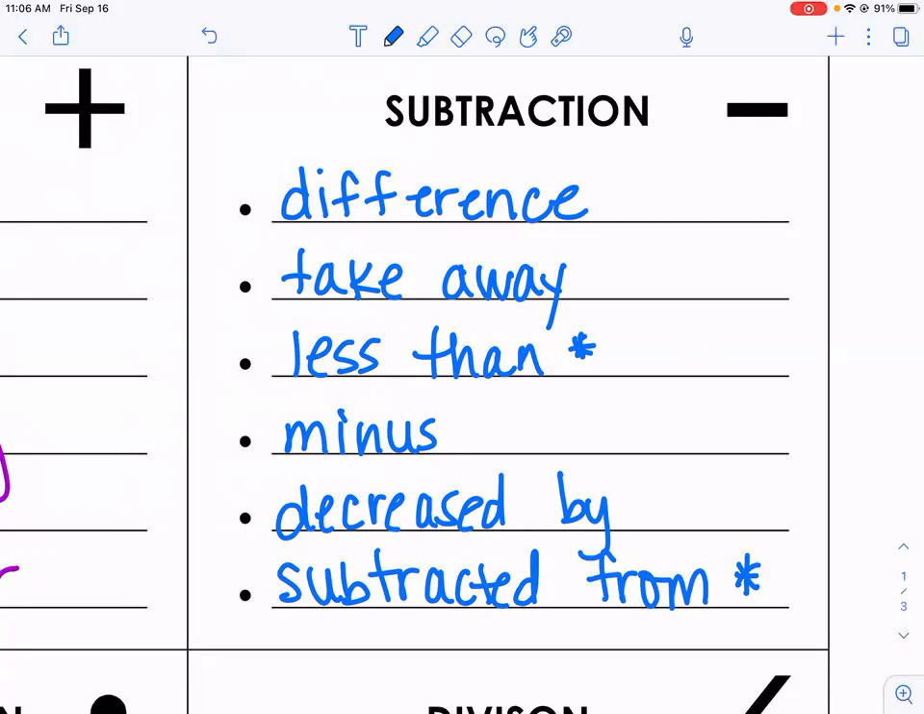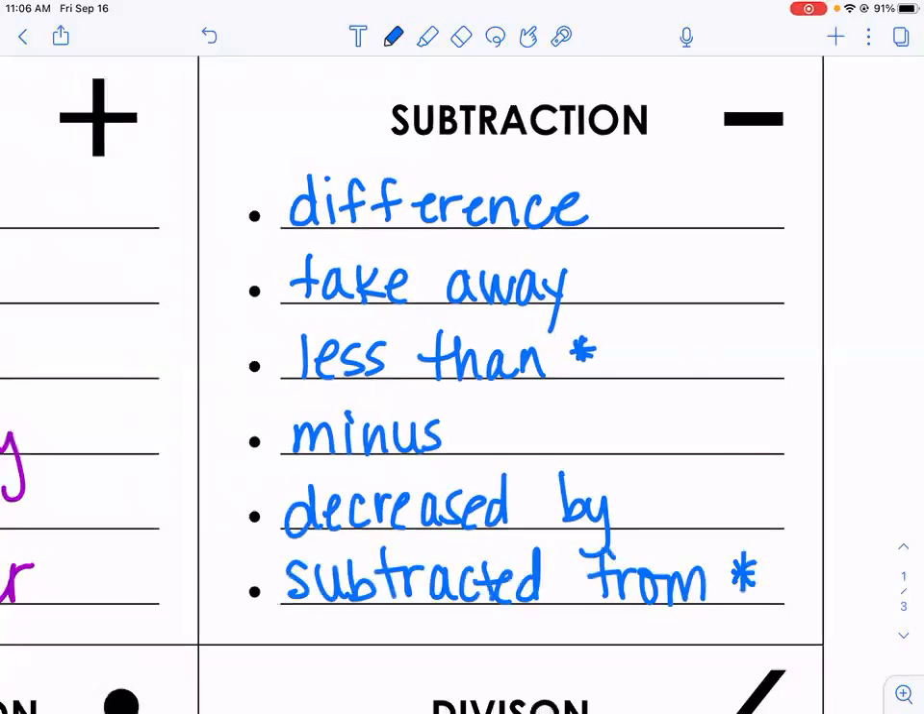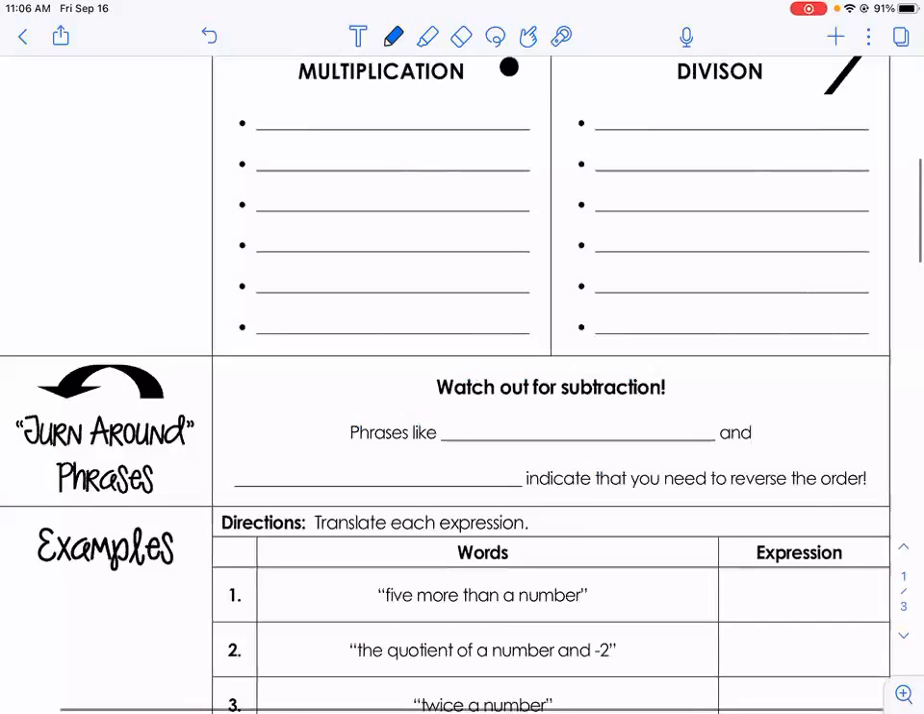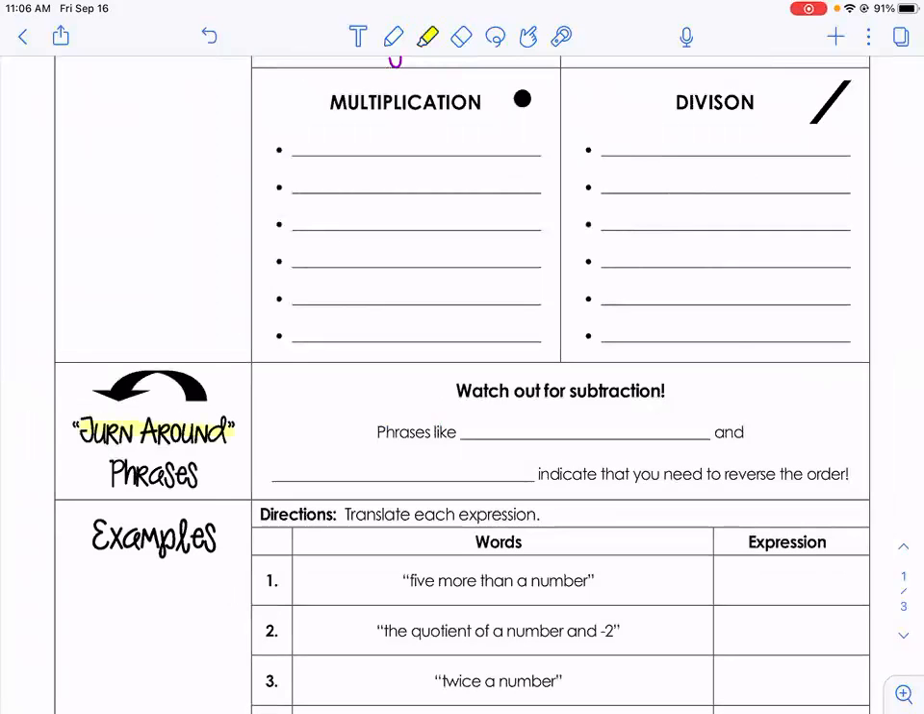Now, why did I have you put a little star by it? I want you to go down here where it says turnaround phrases. We're going to write in that phrases like less than and subtracted from indicate that you need to reverse the order. So go ahead and write that and I'll tell you what I mean.